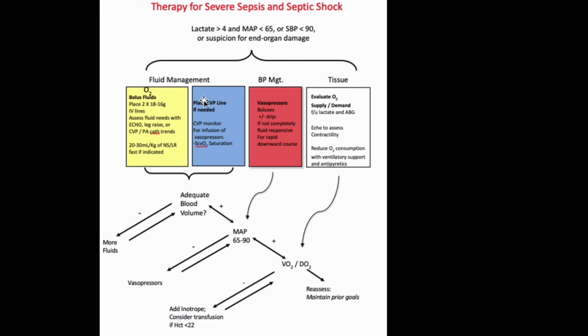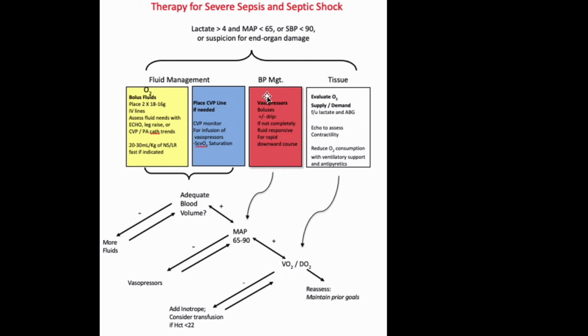And one is just fluid management, making sure the vascular status is okay. And if they're hypervolemic, get rid of fluid. If they're hypovolemic, give them fluid. And assess that with whatever kind of monitoring that you have, whether it's CVP monitoring, whether it's invasive PA catheter, or just bedside echo.